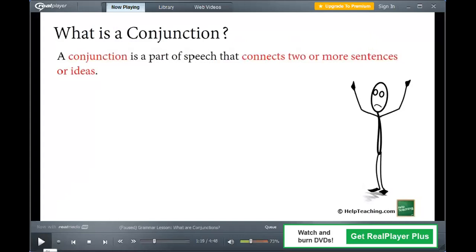So therefore, we ask the question, what is a conjunction? A conjunction is a part of speech that connects two or more sentences or ideas. It's a part of speech. A conjunction is a part of speech. It's one of the 8 parts of speech. It's a part of speech, a word that connects 2 or more sentences together.